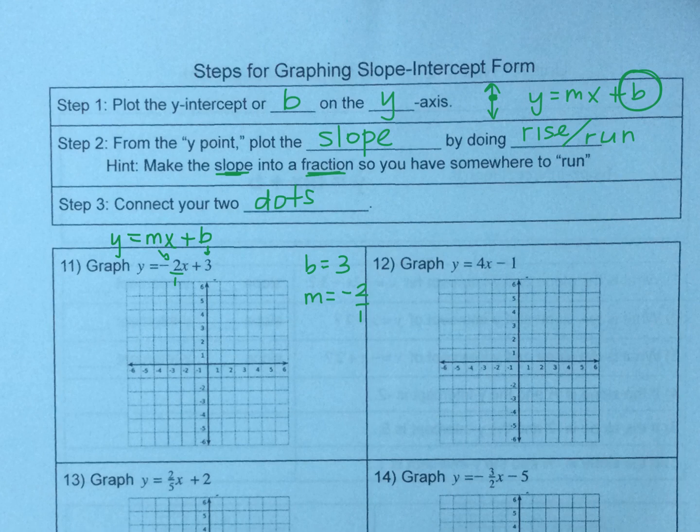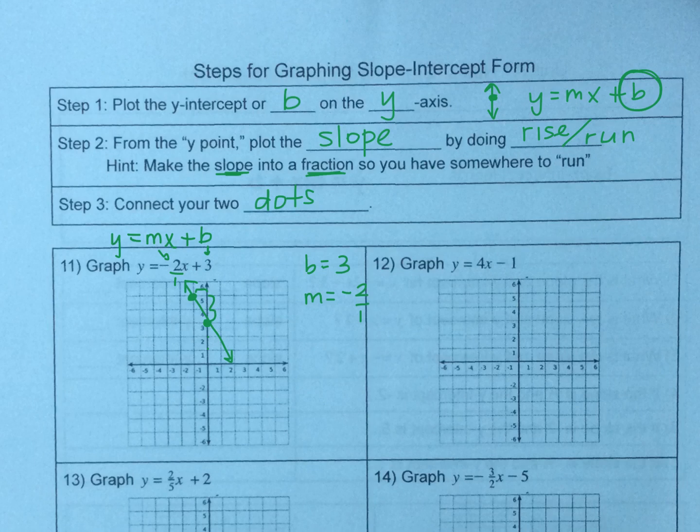So I start with my b. So on the y line, the up and down line, I'm going to go up 3 and put a point. You always start on the up and down line. Now, my slope is -2/1. So that means I need to rise 2, and I have to run to the left 1 because it's negative. Okay, so that was step 2. Step 3 just says connect the dots. I have 2 dots. I draw a line with an arrow. Now I have a line, and its name would be -2x plus 3.